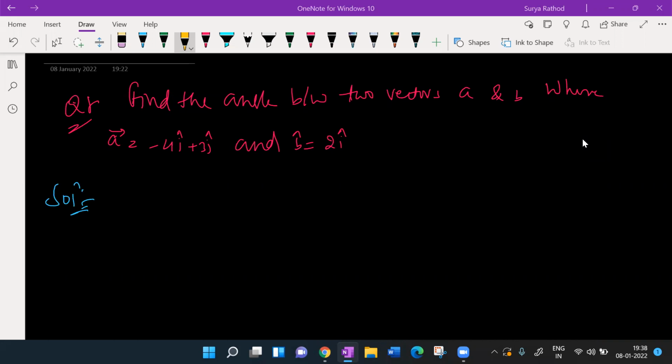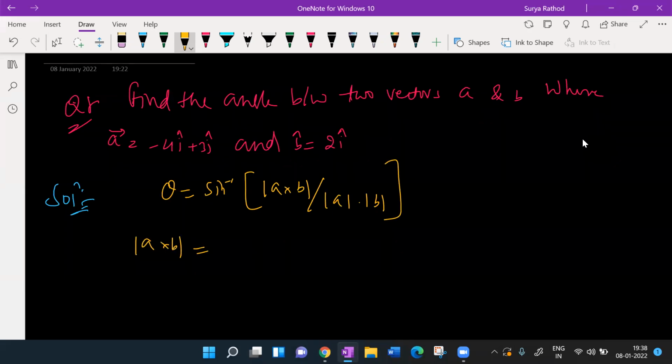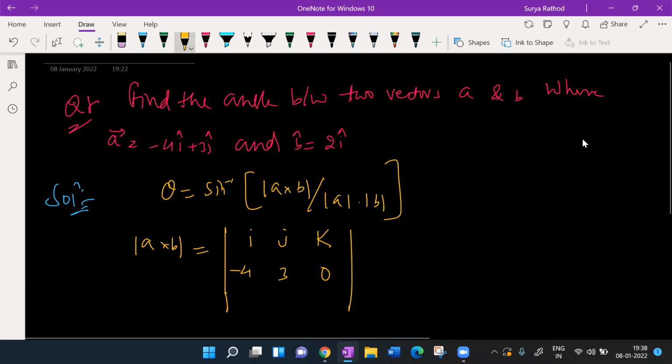Come on, beta. Look at it. Theta is equal to what, beta? What is the formula for sin inverse? Magnitude of A cross B upon magnitude of A into magnitude of B. So how can I find A cross B here? I told you, by using determinants. What is A here? First write A: -4, 3. I don't have any k here, so 0. And for B, I have i coefficient 2, 0, 0.